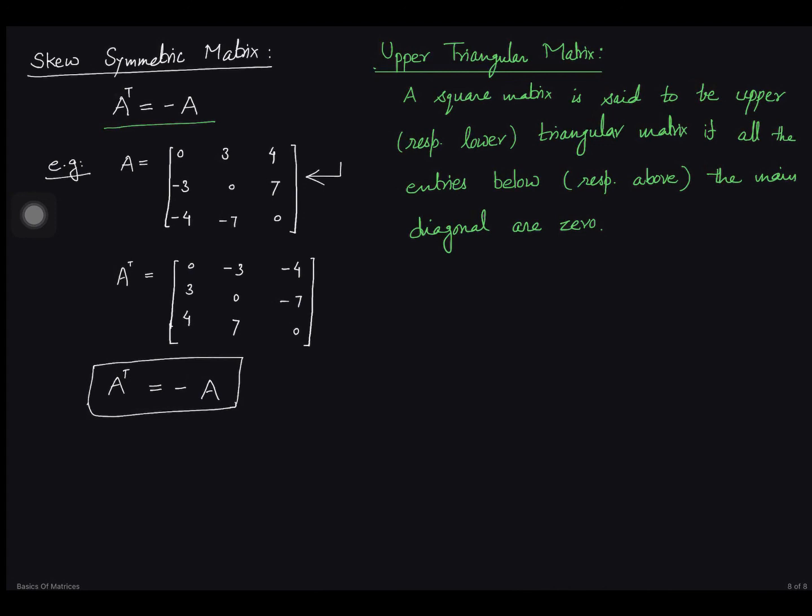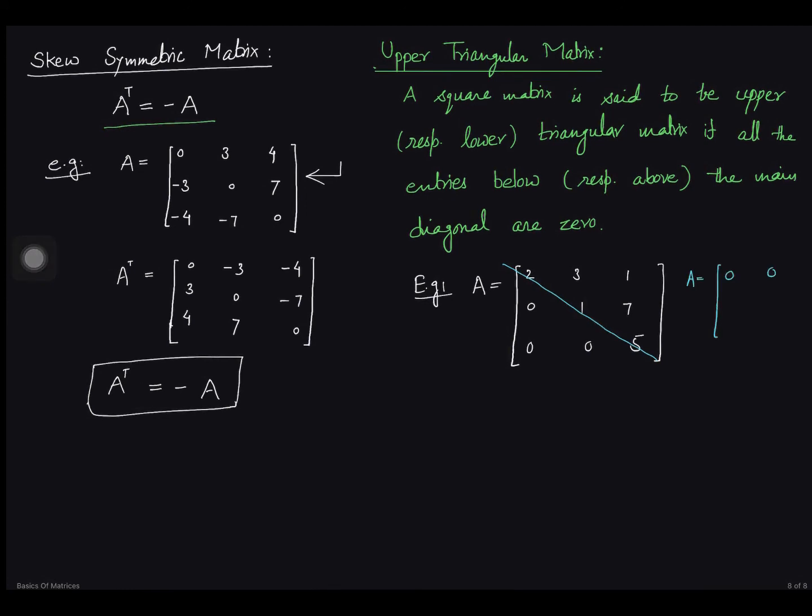Let me give you an example. This is your main diagonal. All the entries below the main diagonal are zero. So this is an example of an upper triangular matrix. You can check another example. This is your main diagonal. All the elements below the main diagonal are zero. So this is also an upper triangular matrix.